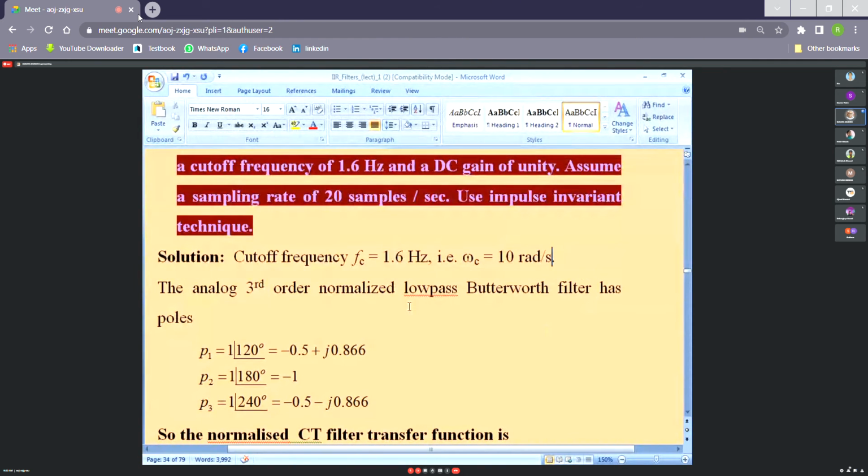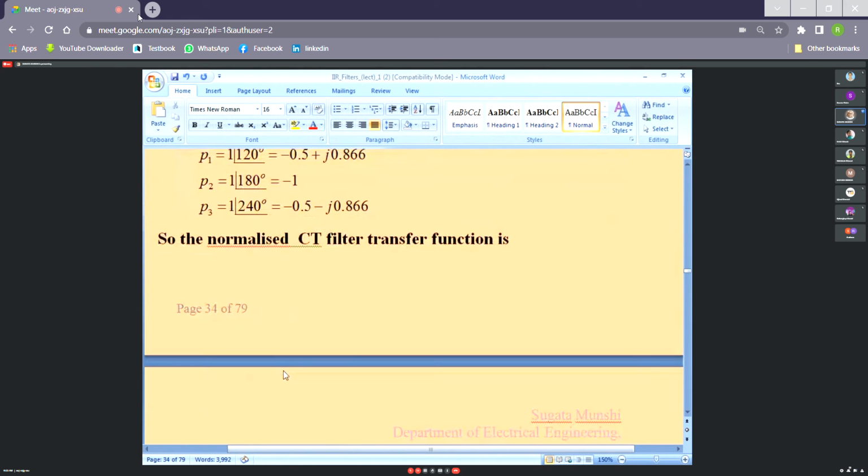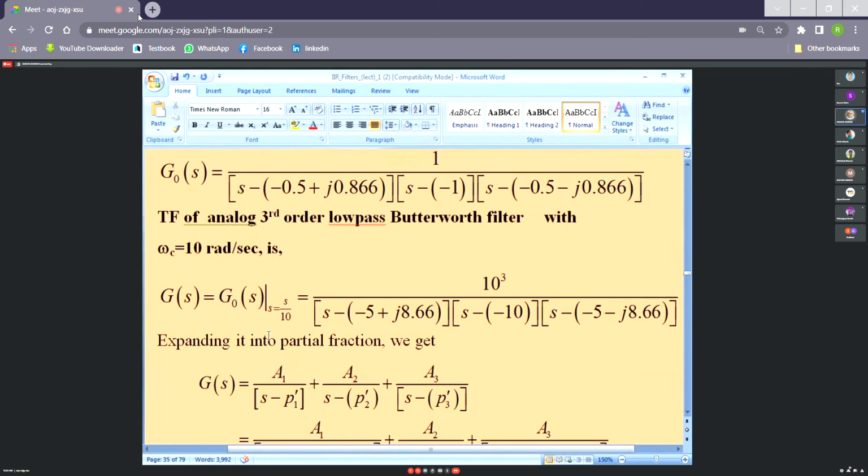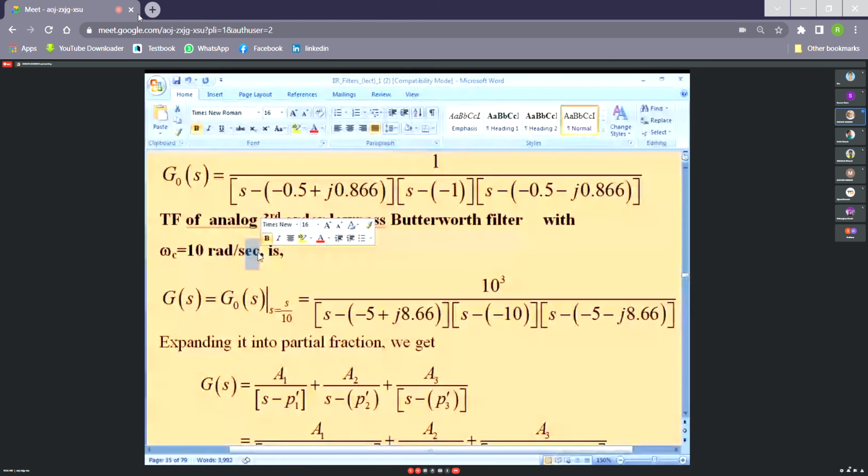The analog third order normalized low pass Butterworth filter. What will be the poles? These are the location of the poles. So the transfer function of the normalized analog low pass Butterworth filter, third order, is as shown. You can straightaway write this expression. From this, you have to obtain the transfer function of an analog third order low pass Butterworth filter with cutoff frequency of 10 radians per second.